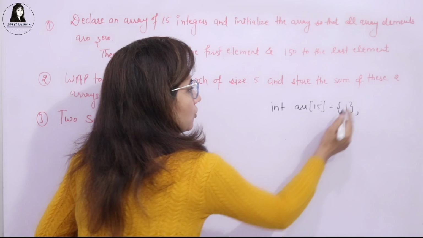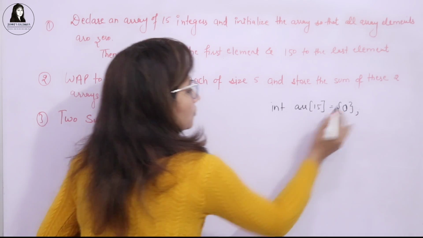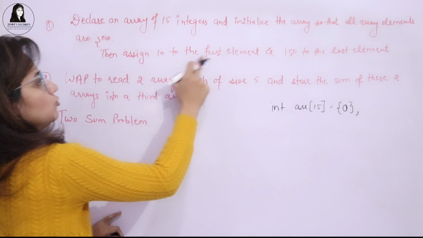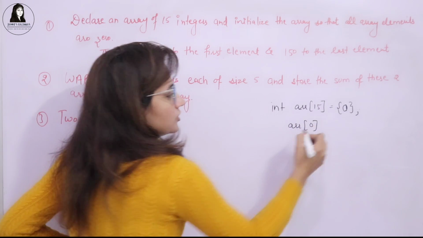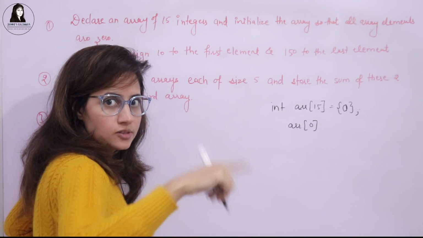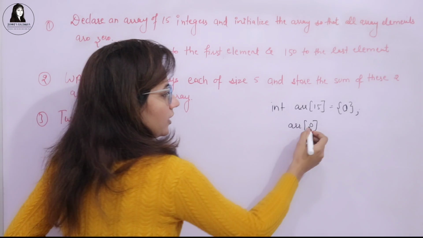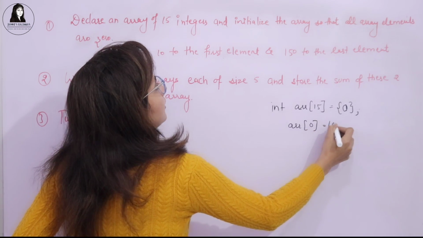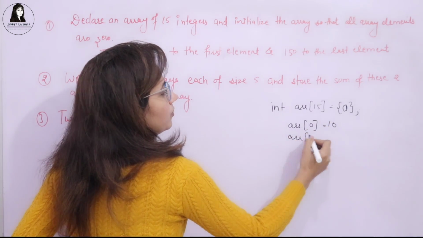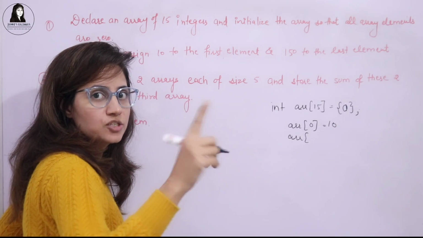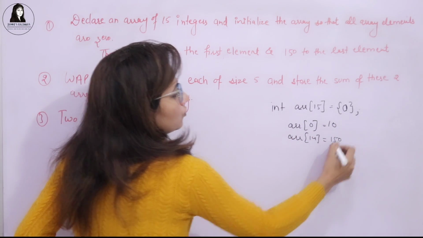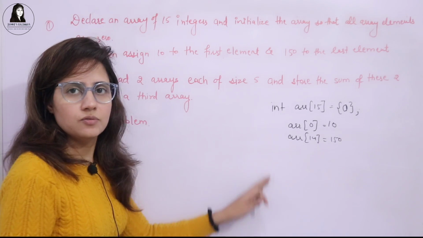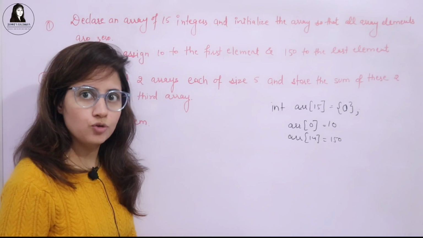Okay, now we have assigned 0. Then assign 10 to the first element. So how to access the first element? arr, and the first element would be at the 0th index. Why? I have told you this in the previous video, why the index is 0. So arr[0] is 10, and the last element would be at which index? Size minus 1. The size of the array is 15, so arr[14] is equal to 150. And with a for loop you can print this array. I hope you got this.